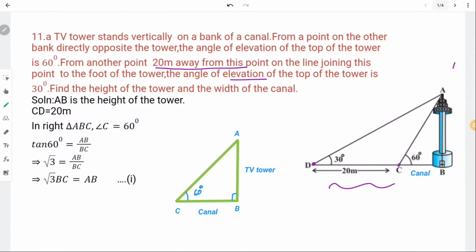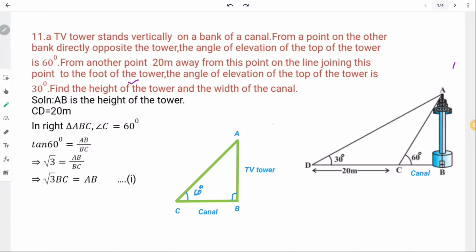The angle of elevation, once again, that means you're looking up, the angle of elevation of the top of the tower is 30 degrees. You can see we have already marked it, 30 degrees. So what do we also find? We also find the height of the tower, which means AB, and also the width of the canal from here to here, how much is it. All right, so let's start.